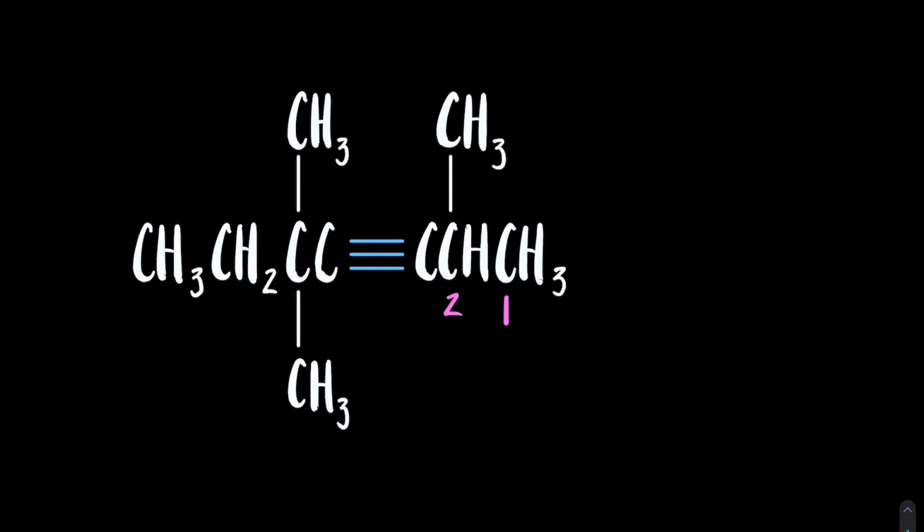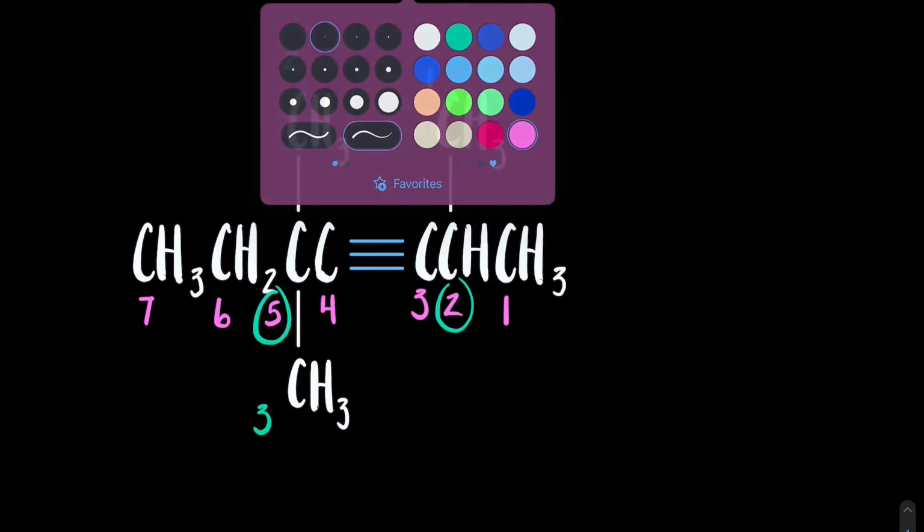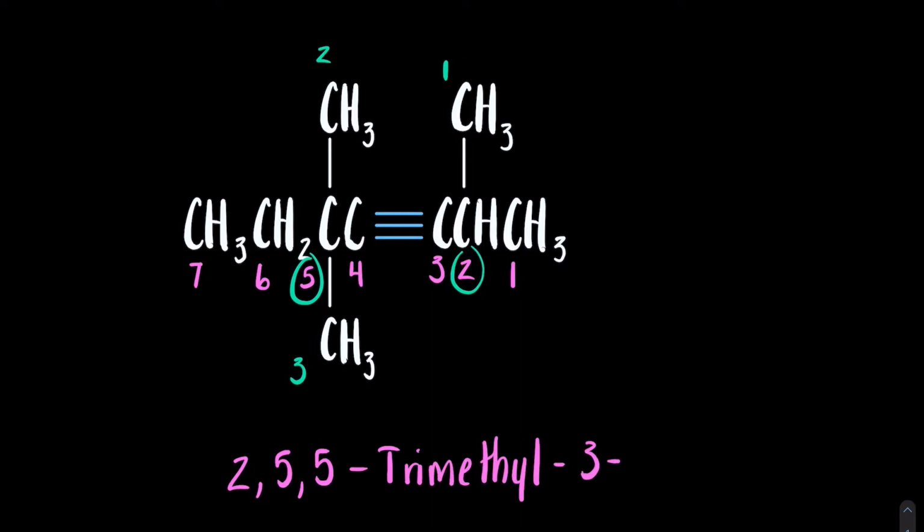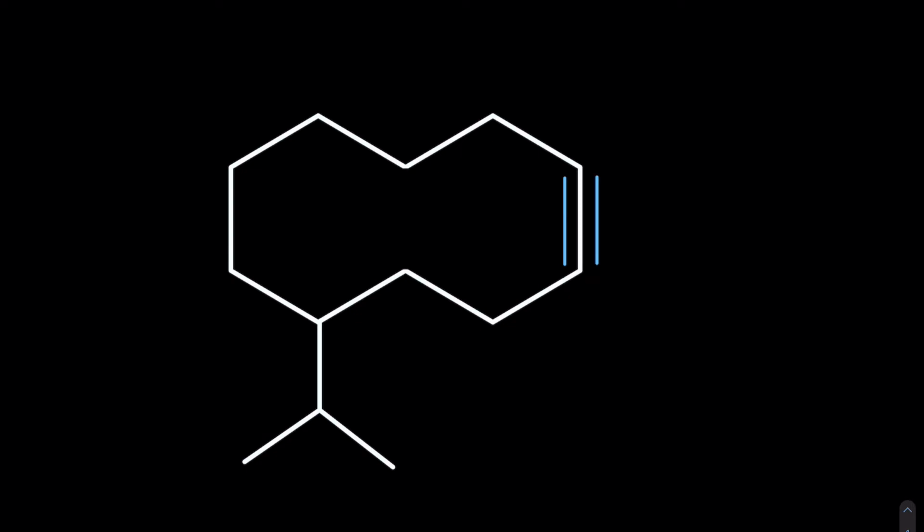Let's take a look at this next one. We're going to start numbering from this end. 1, 2, 3, 4, 5, 6, 7. So we have a heptyne parent chain, and we see that we have three methyl groups. The first one is on the second carbon atom, and the next two are both on the fifth carbon atom. So when we name this, it's going to go 2,5,5-trimethyl-3-heptyne.